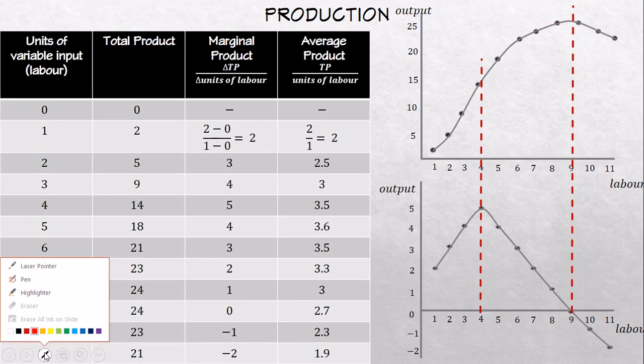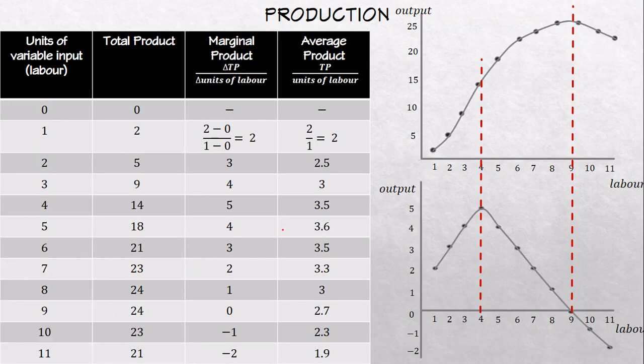Okay, so from this table over here and from the graph over here, I want you to look at, so this is the TP graph, that's the total product graph, and this is the marginal product graph. Okay, I want you to look at these two graphs over here and tell me the relation between these two. So you think about them.